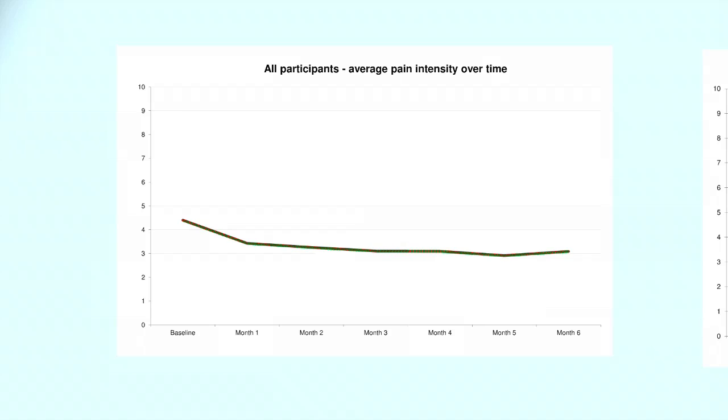And along the bottom is time. So we start on the left with the baseline. That's when people consulted their GP, and then it goes up to 6 months later. And this graph just shows the average pain that people experienced over time. You can see that on average at baseline, the pain level was about 4.5 out of 10, and by 6 months later, the average pain went down to about 3 out of 10, which is useful and interesting, but it doesn't tell us an awful lot.